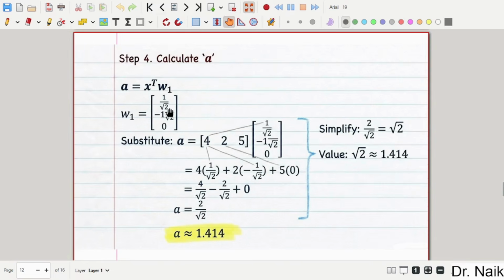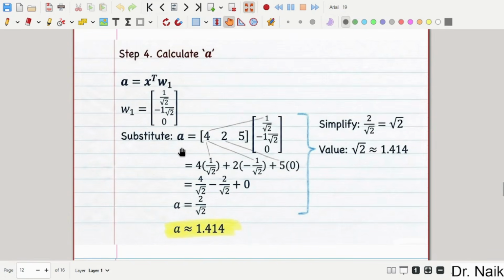W1 is given as the column vector 1 upon square root of 2, minus 1 upon square root of 2, and 0. So substitute the values. A is x transpose W1, 4 into 1 upon square root of 2 plus 2 into minus 1 upon square root of 2 plus 5 into 0. So this will give the answer A is equal to 2 upon square root of 2, that is approximately A is equal to 1.414.